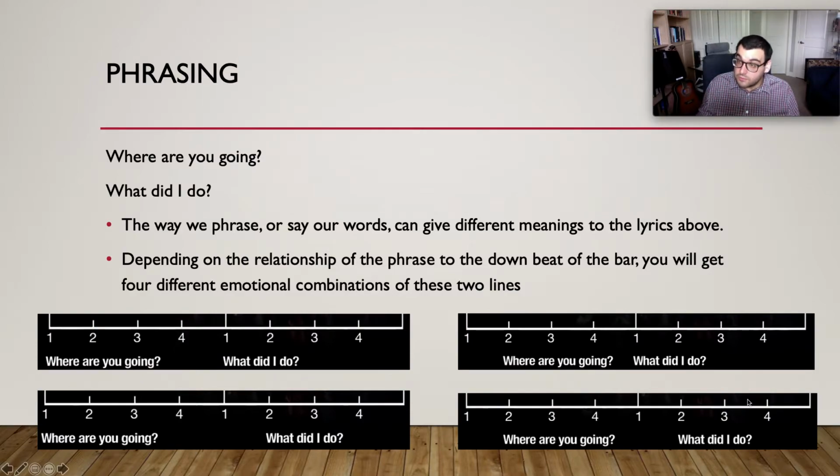What did I do? Where are you going? 4, 1. What did I do? Okay, there's different emotions, different tone. When you move the beat of where you say it in your rhythm, it's going to change the meaning of your song. It's going to change the meaning of those lyrics. The phrase completely changes depending on when you speak that and where you put the strong and stress beats.